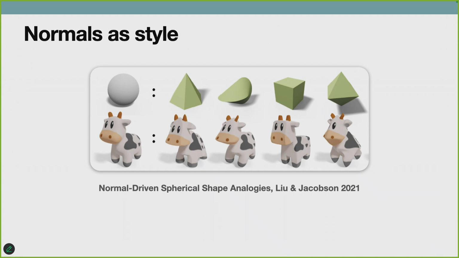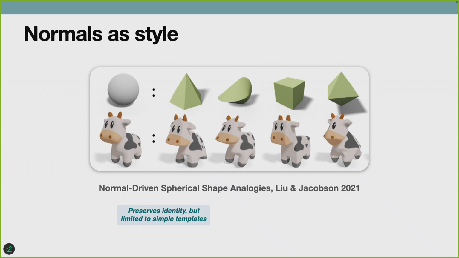So our inspiration comes from this paper by Derek Liu and Alec Jacobson, normal-driven spherical shape analogies. The main idea of this paper is to use normals as dictated by a spherical template that maps unit normals to new unit normals. We can see that using a primitive that acts as this template mapping of normals, such as a cube, we can get identity-preserving geometric stylization, such as cubified shapes. But these are limited to simple templates.